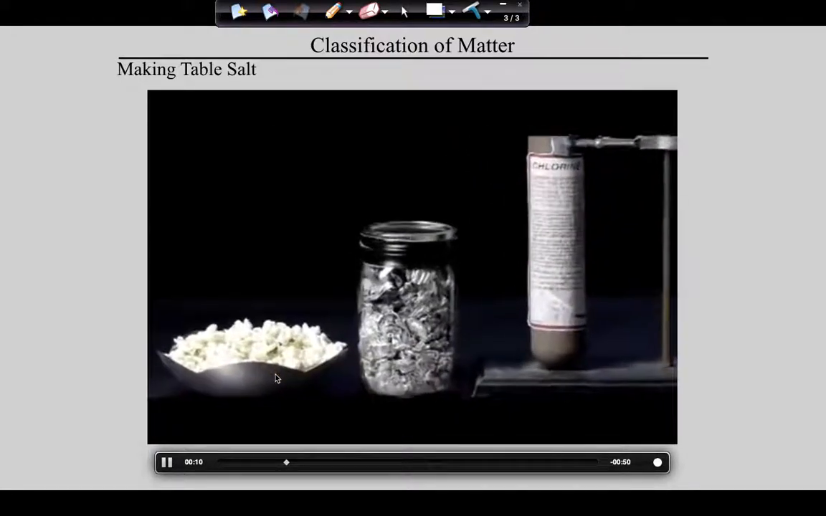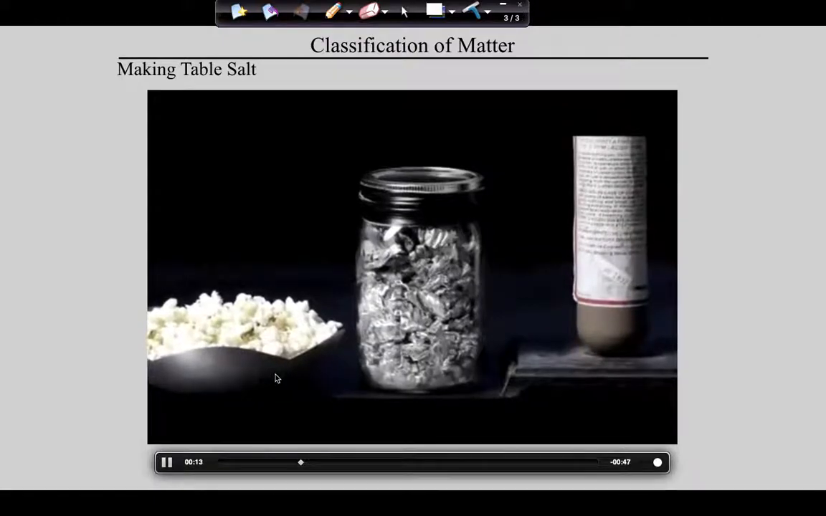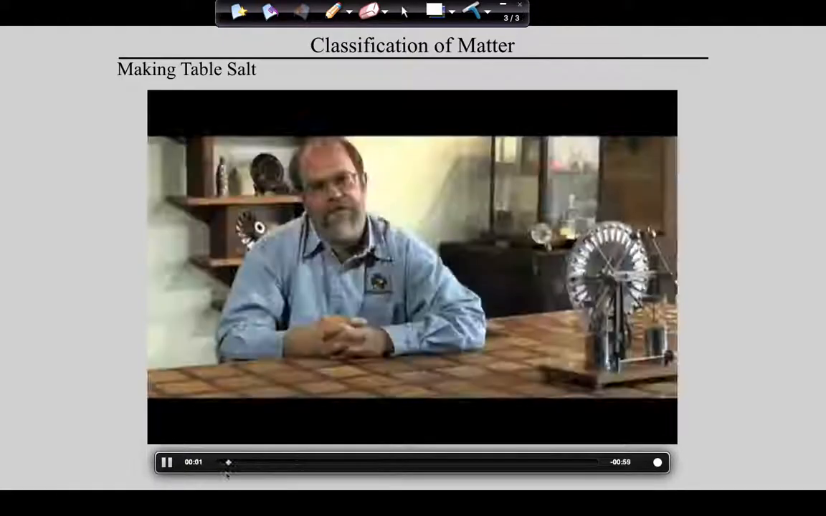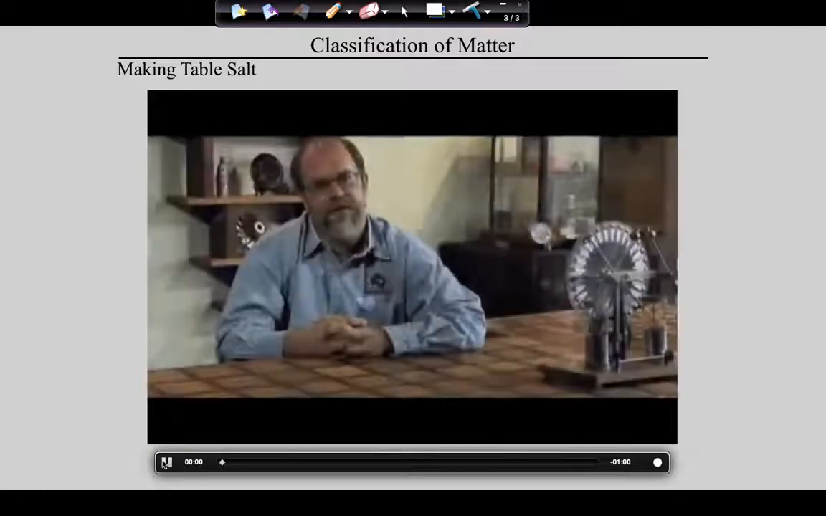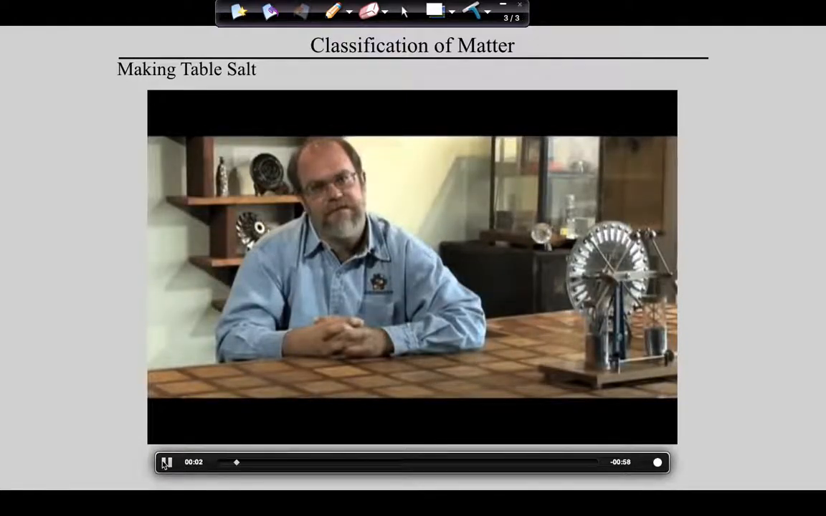Salt is sodium chloride. Sodium is a metal that explodes on contact with water. Chlorine experiments. This is one of my favorite experiments. Supposing you want some fresh salt.